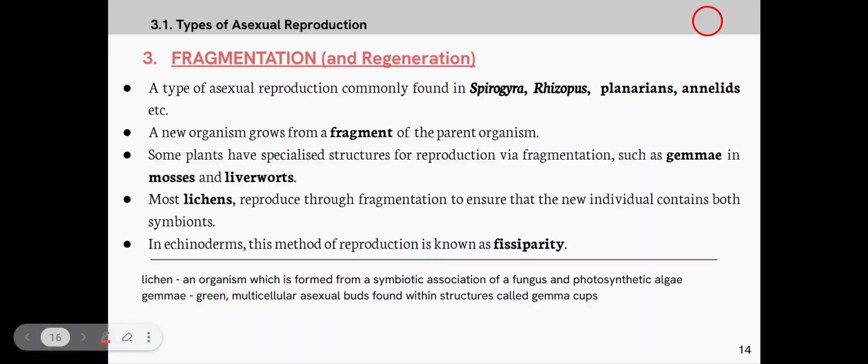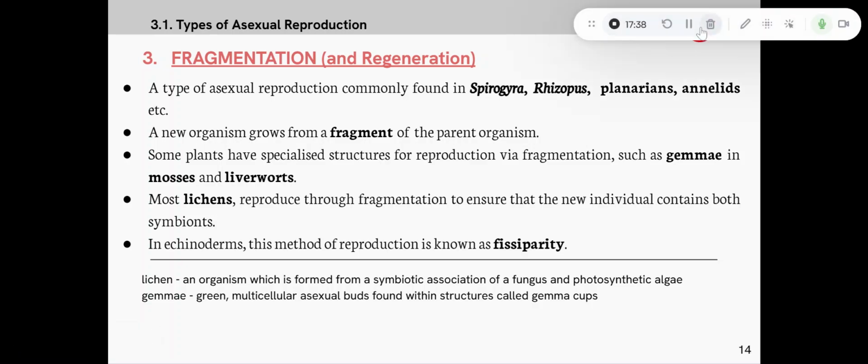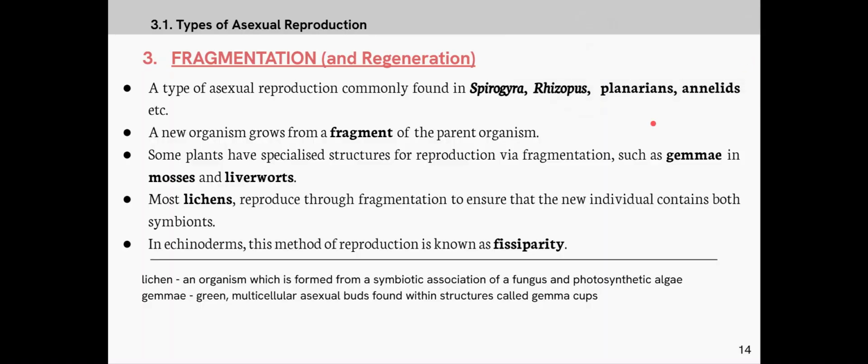The third type of asexual reproduction is fragmentation. Fragmentation is a type of asexual reproduction commonly found in Spirogyra, Rhizopus, planarians, annelids, etc. Annelids are segmented worms. They belong to phylum Annelida. Examples are earthworms and leech, where a new organism grows from a fragment of the parent organism.